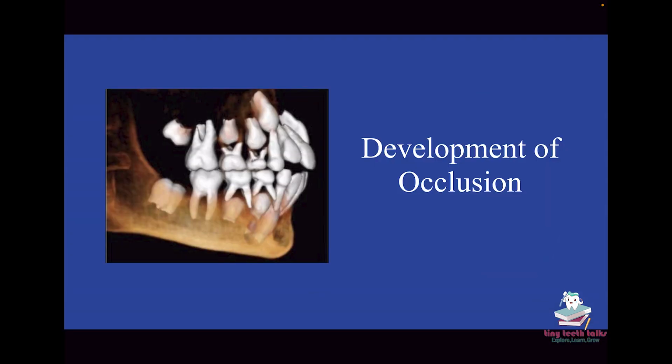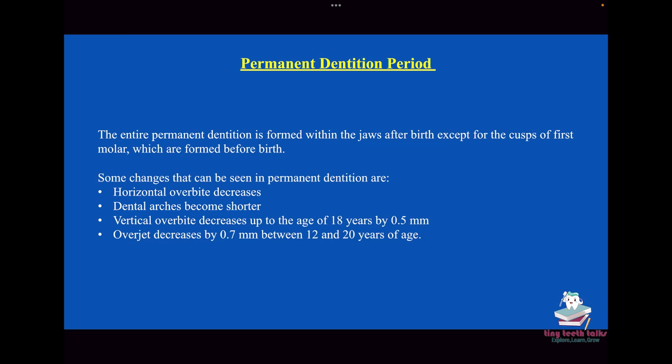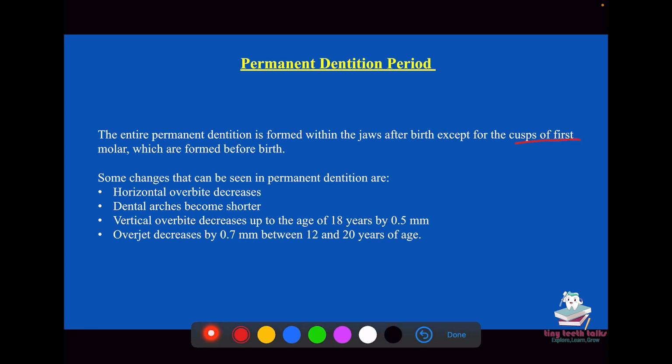Previously, we discussed the pre-dentate period, deciduous dentition period, and mixed dentition period. Today, we will discuss permanent dentition and some self-correcting anomalies. The entire permanent dentition is formed within the jaws after birth, except for the cusps of the first molar, which are formed before birth.